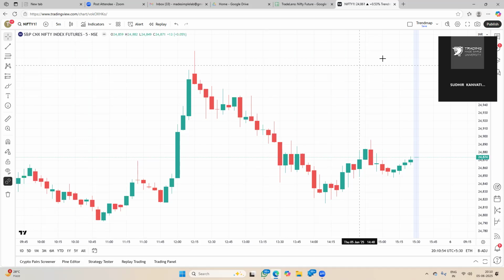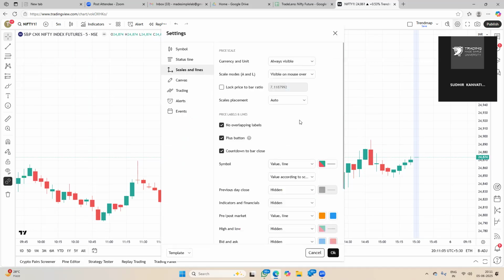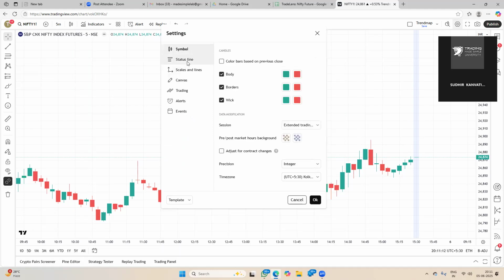There is one setup. So here you can see that there is a settings icon at the right hand side, top. When you click on that, under the symbol you will find session, and it should be extended trading hours, not the regular trading hours. Now, what is the difference between extended and regular?